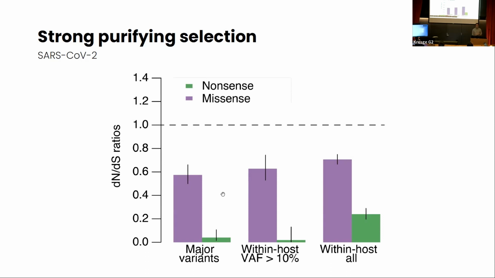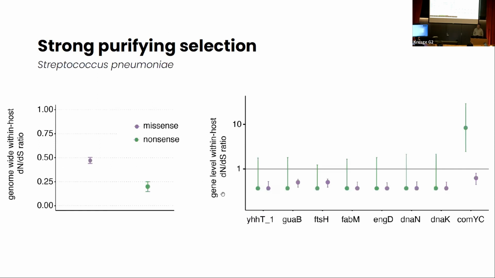But when we looked at these variants and at what frequency they were occurring within the host, very few of them were getting to a higher frequency. Once you looked at which ones were actually getting to higher frequencies, it looked a lot more like what you see between hosts. So these variants probably don't last long and get knocked down quite quickly. We could also look at this in strep pneumo, and interestingly, we found very similar dN/dS ratios for pneumo, which is consistent with them being located in similar places within the human respiratory tract.